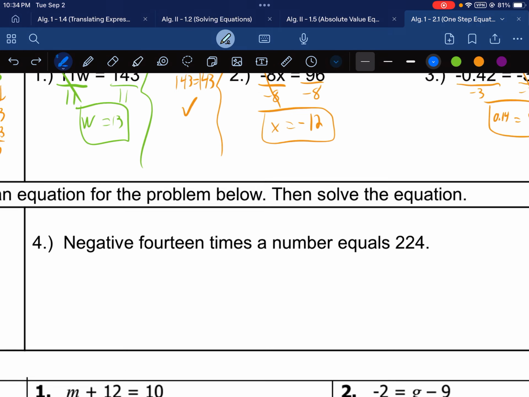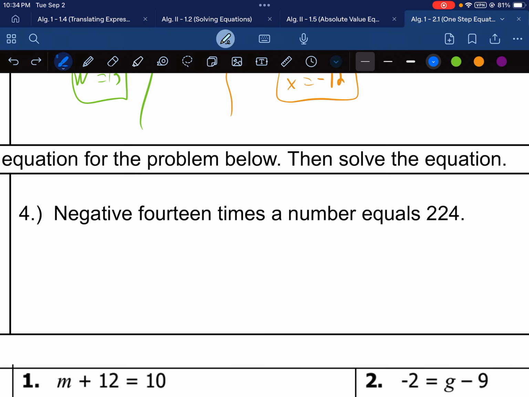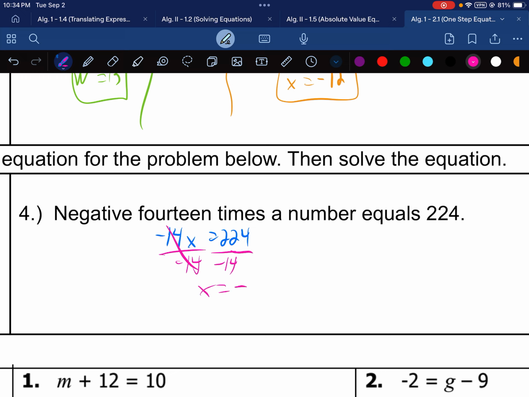So here, write an equation for the problem below, then solve the equation. Negative 14 times a number equals 224. So negative 14 times a number, so negative 14x for example, equals 224. That would be our equation. And now we solve it by dividing by negative 14. A positive divided by a negative on the right side gives us a negative, and 224 divided by 14 is 16.